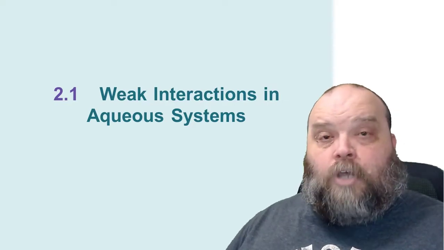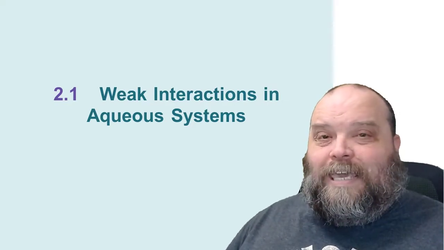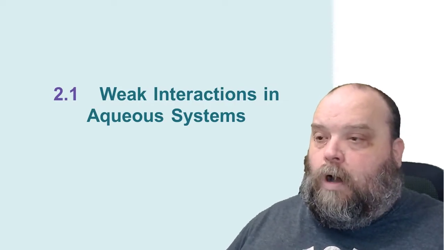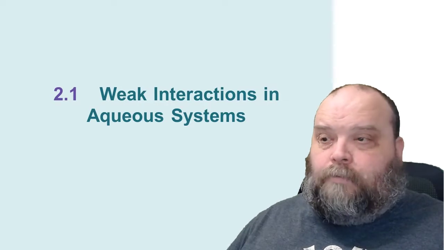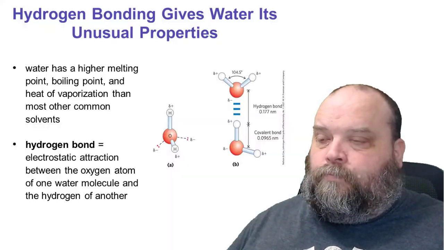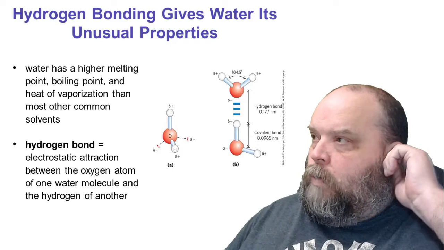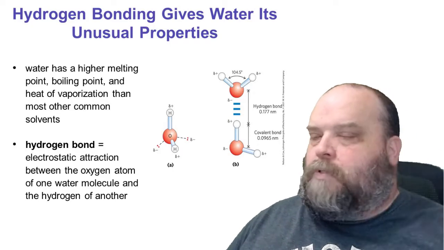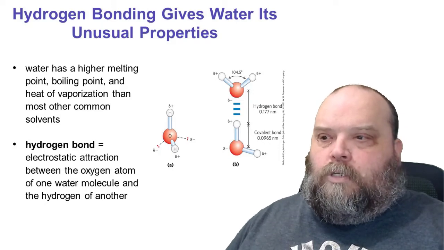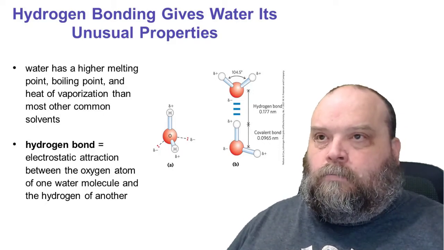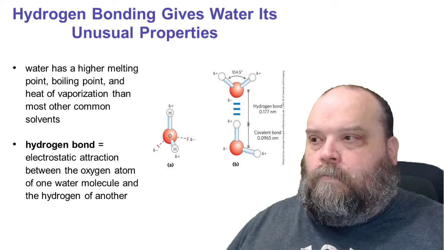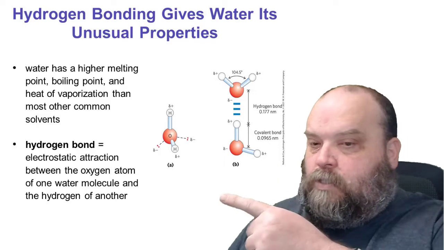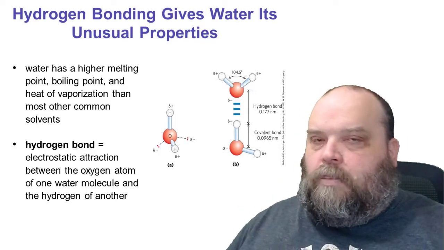Okay, Chapter 2, Section 1. Weak interactions in an aqueous system, basically in water. What is going on? Well, as I mentioned in the intro portion to this chapter's lectures, we're going to be looking at the attributes of water.